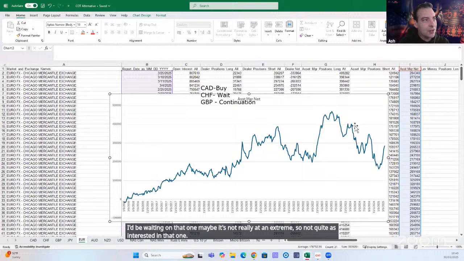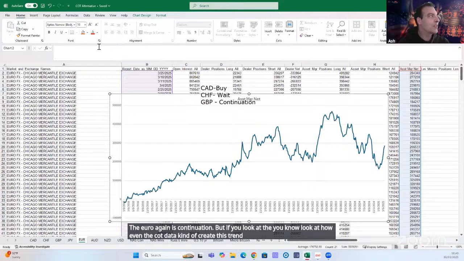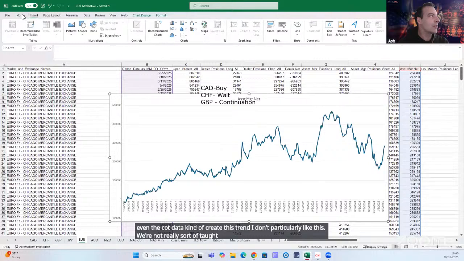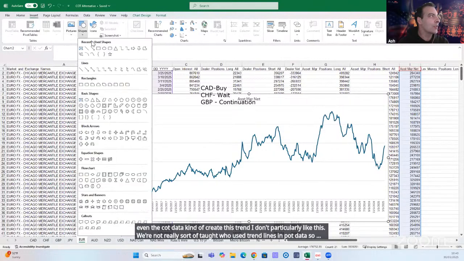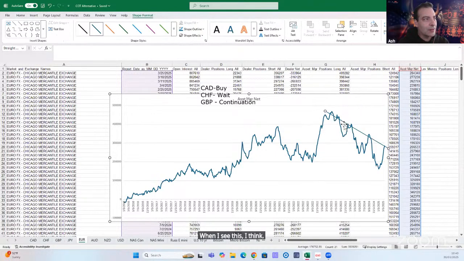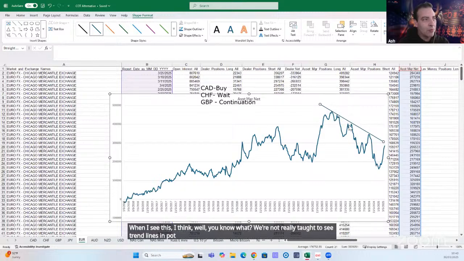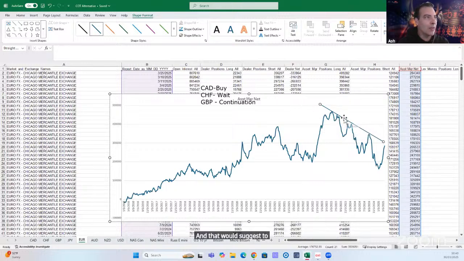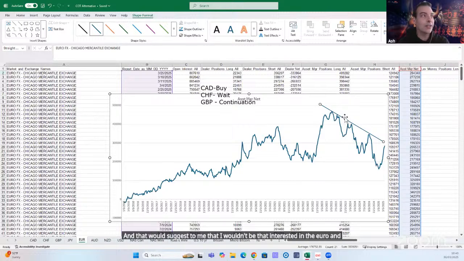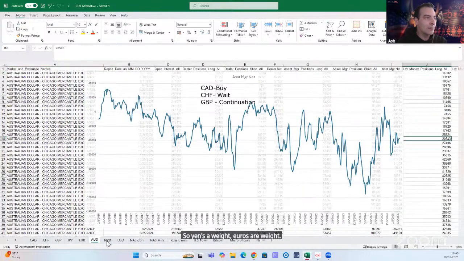The euro again is continuation, but if you look at how even the COT data created this trend, I don't particularly like this. We're not really taught to use trend lines in COT data, so really this is down to your particular taste. But when I see this, I think, well, there's definitely a trend line here. And that would suggest to me that I wouldn't be that interested in the euro, and I'd be more interested in waiting to see if there's a sell signal. So yen's a wait, euro's a wait, Aussie's a wait.